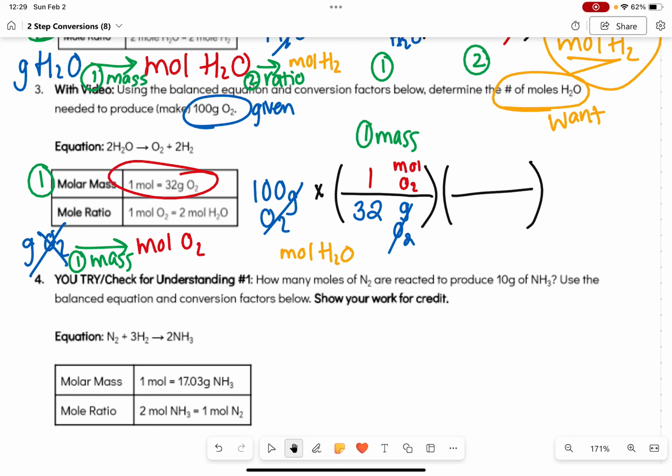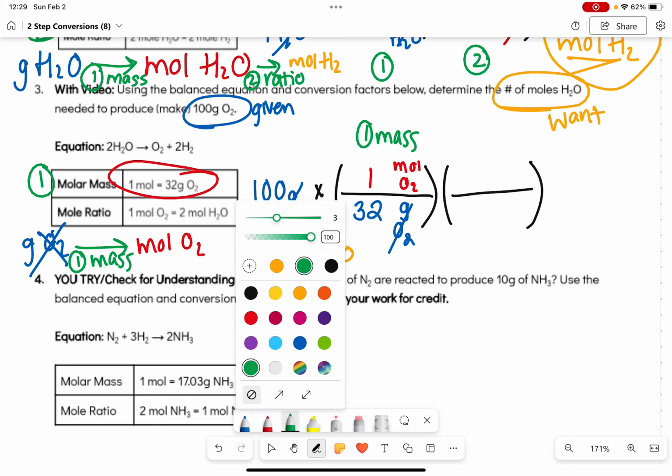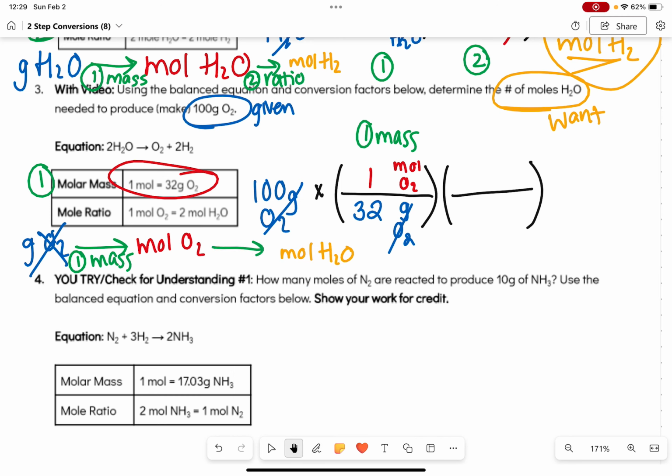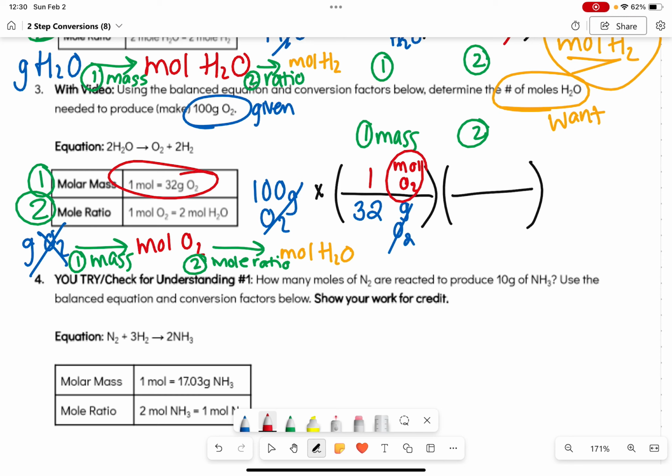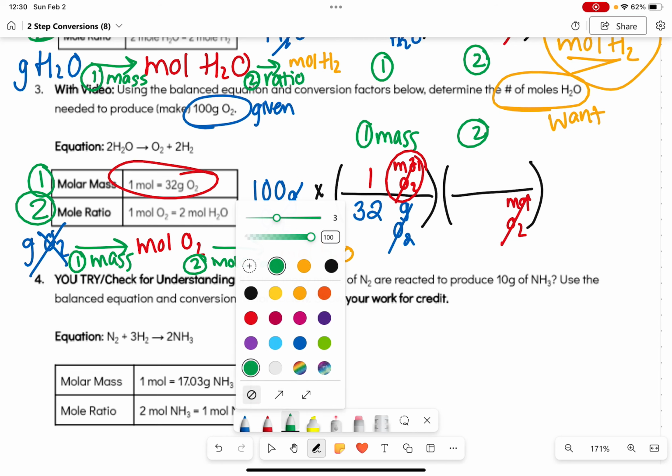To go from moles of O2 to moles of H2O, I need to do my mole ratio as my second step. So my second parentheses is going to be my mole ratio using my coefficients from the equation that they gave us. Now, we are starting with moles O2, so moles O2 is going to go on the bottom in our second parentheses, so it cancels the unit out. And I want to find moles H2O, so that's going to go on the top.